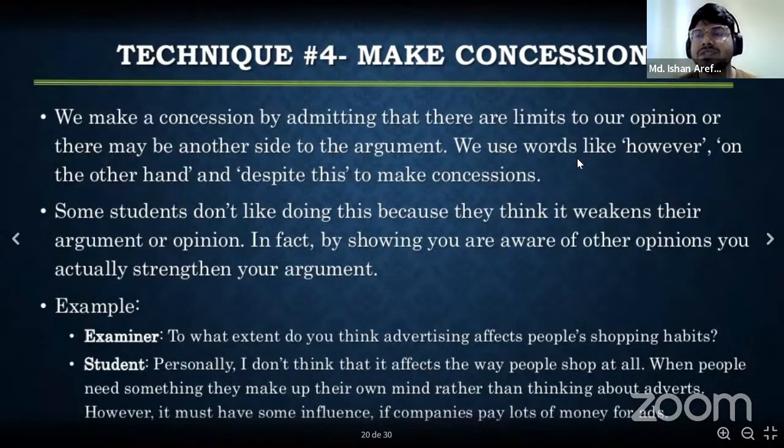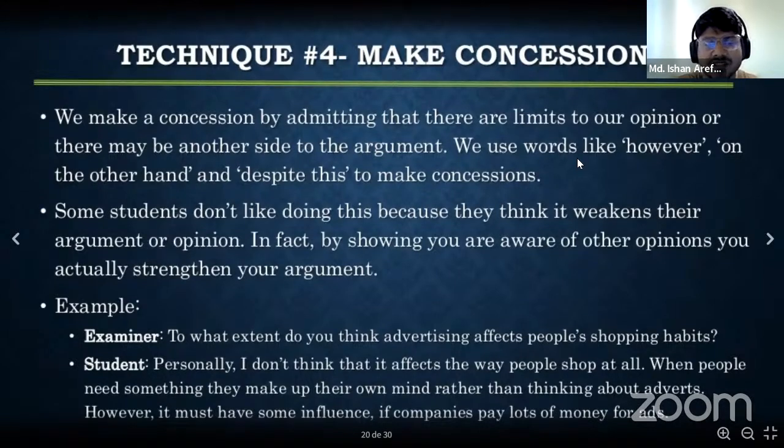So you can make concessions by saying the other part of the argument, other part of the opinion, the opposite part of the opinion. You can say that. If you like to mention the concession, you can use the word however. So it is a keyword to discuss any other opposite opinion. You can start that opinion by saying however.